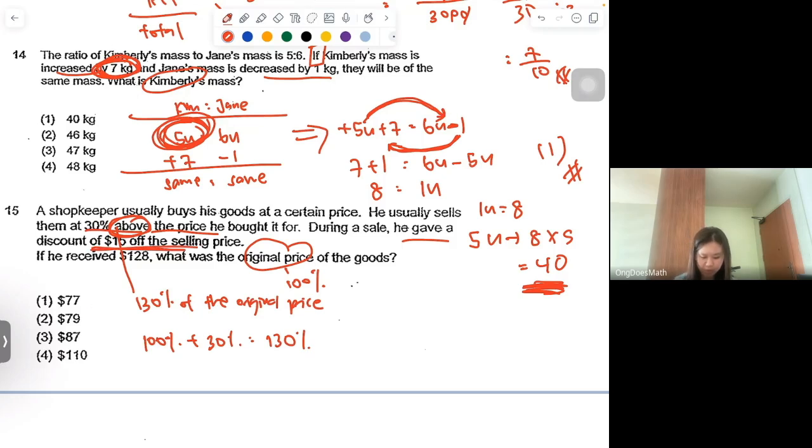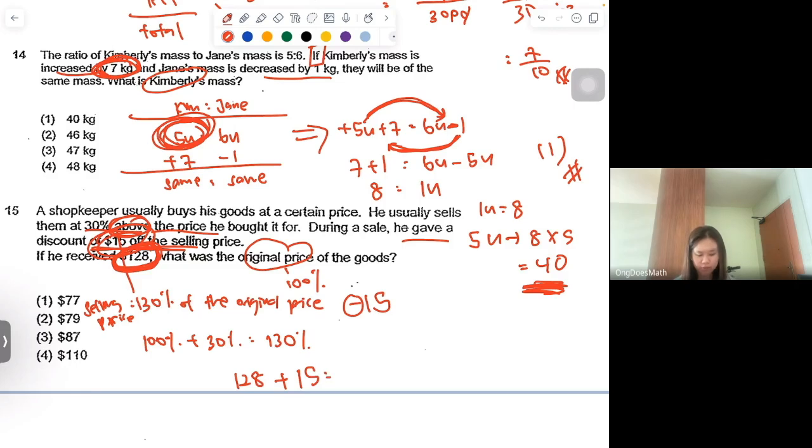So selling price was 130%. After that, he gave a discount, $15 discount. Means the person had to pay less. So after that, the person paid $15 less. And how much did the person pay? The person paid $128 in the end. So to reverse everything, since here you minus, to reverse you plus 15.